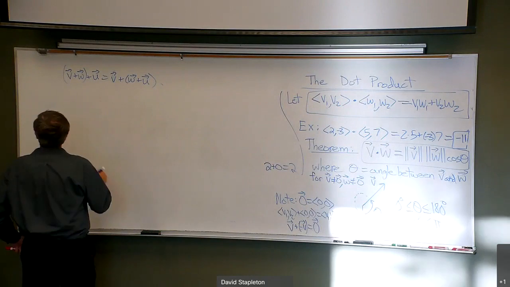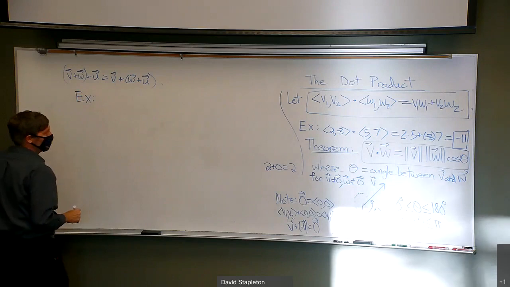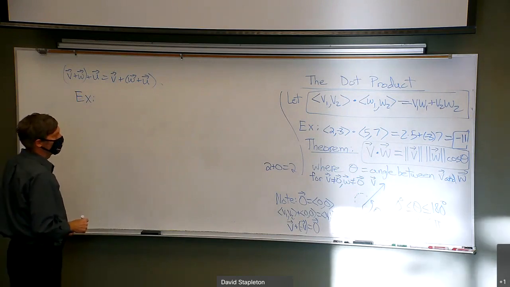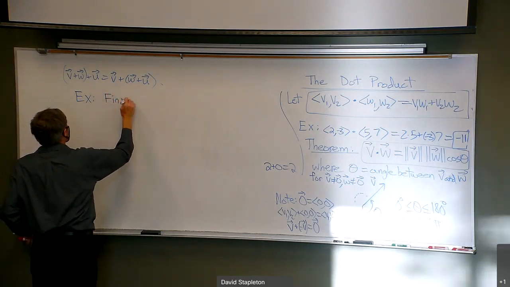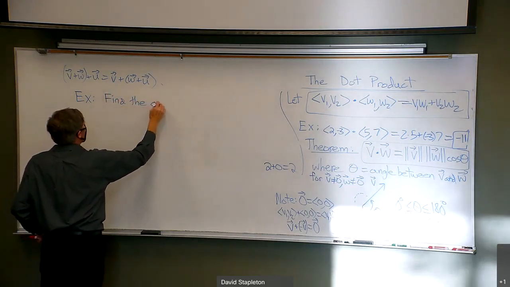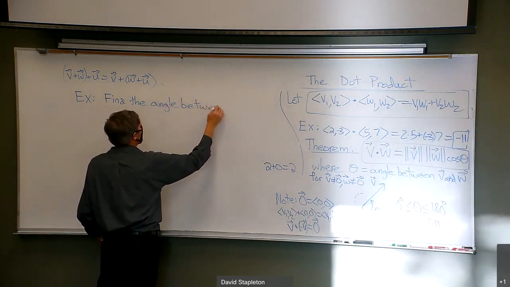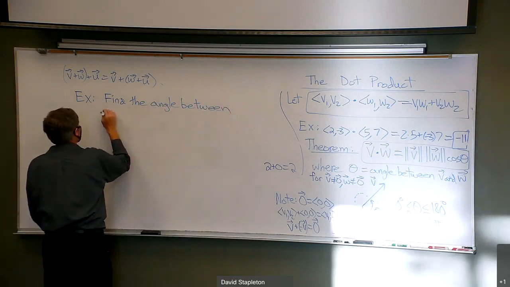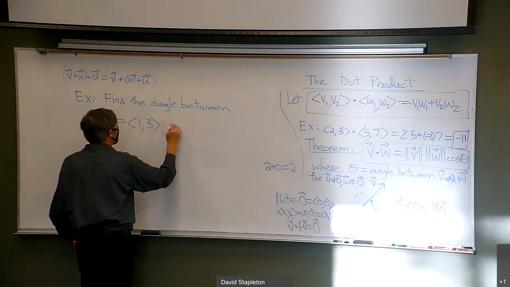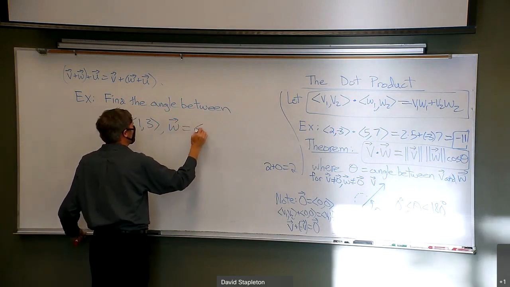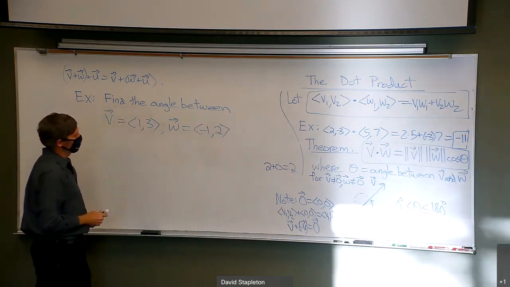All right, so here's a classic example that I like. Find the angle between the 2 vectors, V with components 1 and 3, and W with components minus 1 and 2. Wonder what the angle is between those.